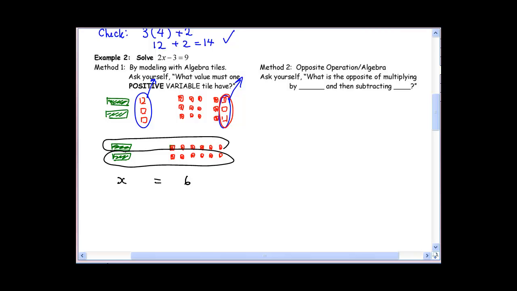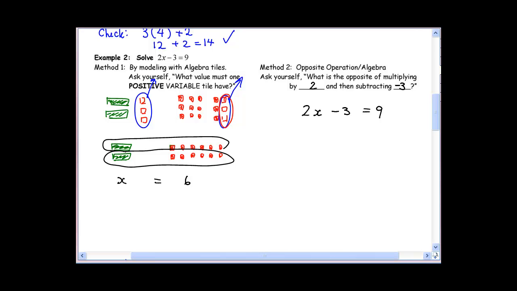Once again, let's try with opposite operation in algebra. You'll need to know both ways. Okay. So what's the opposite of multiplying by 2 and then subtracting negative 3? Well, let's find out. I will once again copy the question down. What you want to do now is isolate the x, or have the x by itself. So what's the opposite of subtracting 3?